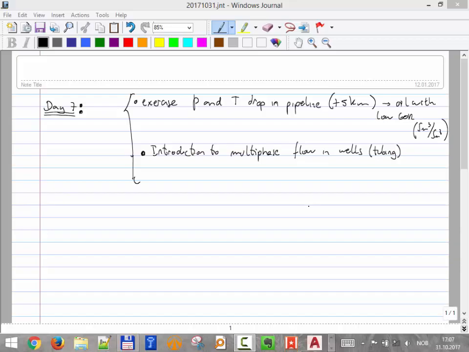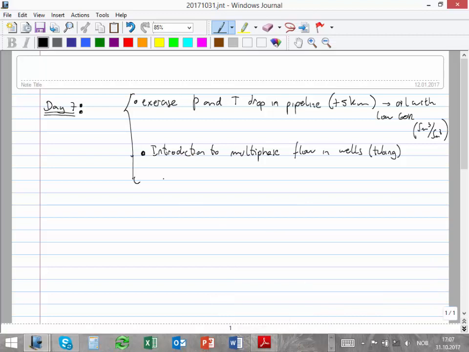Okay, so that's the plan for today. We're going to start with an exercise to calculate pressure and temperature drop in a pipeline. It's a 75-kilometer pipeline and it carries oil. This oil is not completely stabilized, but it has a very low GOR, so we are able to use the conversion between BO to calculate the local rate. So we practice that. And also temperature, we see how it affects viscosity, and we are going to take that into account.